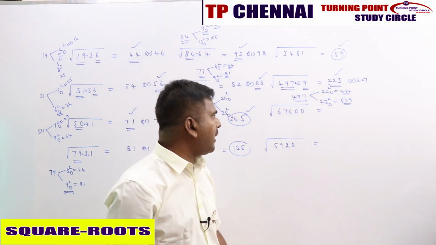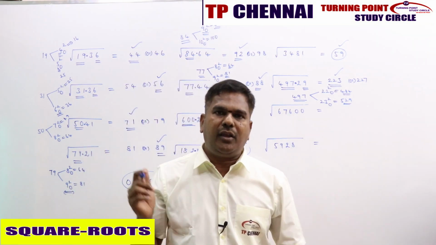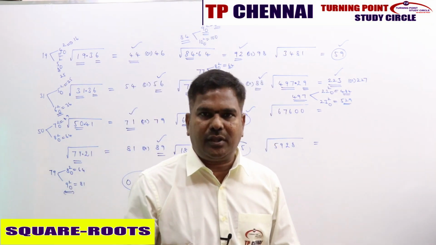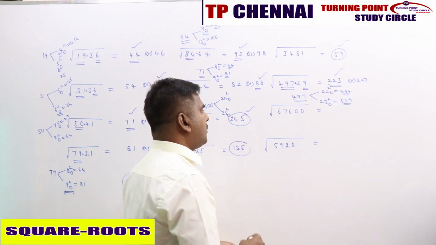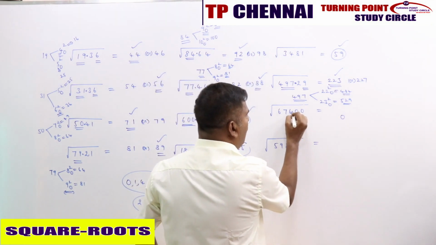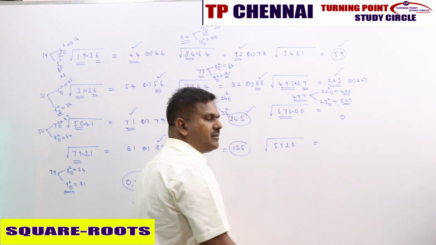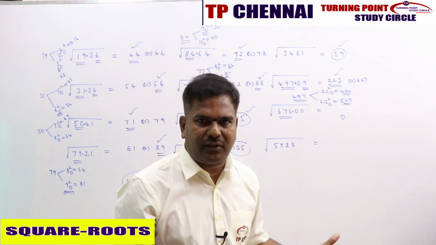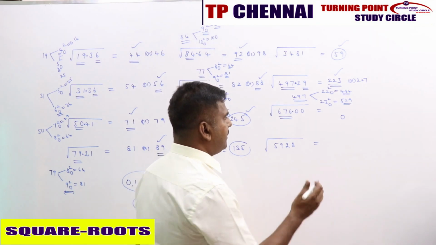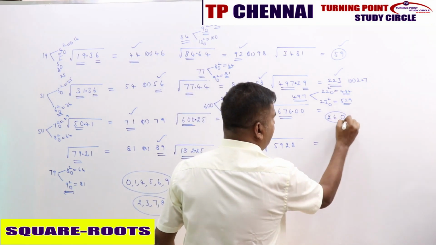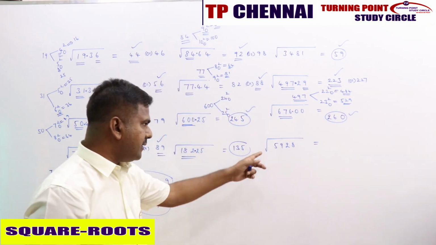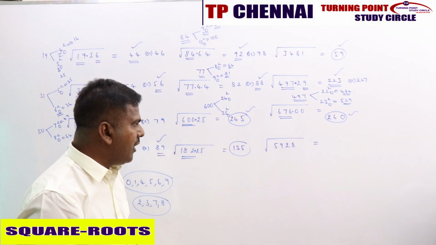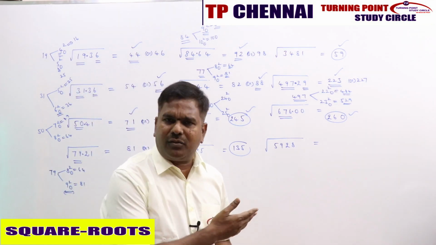So coming to next one. Same like ending with a 5 in squares, ending with a 0, only one value will be there. So the last digit will be 0. Put a dot after 2 digits. 676, square root of 676. Which square is 676? 26 square. That's it. Simple. 260 is the answer. The last one, 5928.